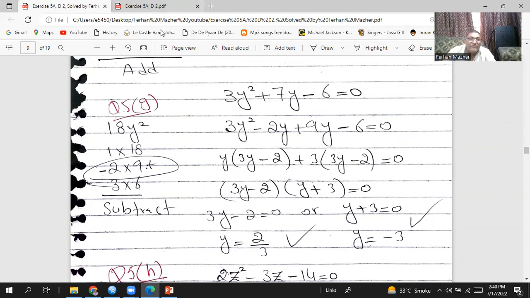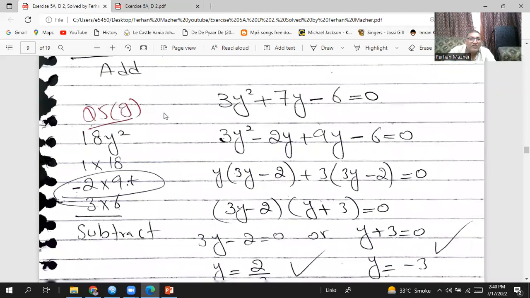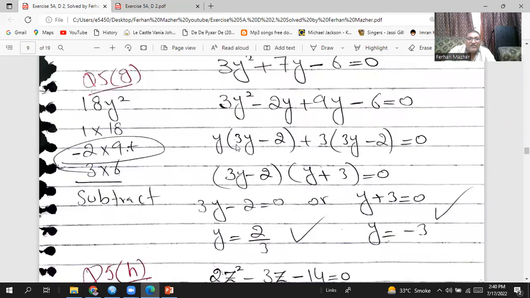From the first two terms, you can take y common. You are left with 3y minus 2 in the bracket. From the last two terms, plus 3 is common, so you are left with 3y minus 2 in the second bracket, equals 0. Now here there are two terms, and in them the 3y minus 2 bracket is common. So take that common. From there you will have y, and from there you will have plus 3 in the other bracket, equals 0.